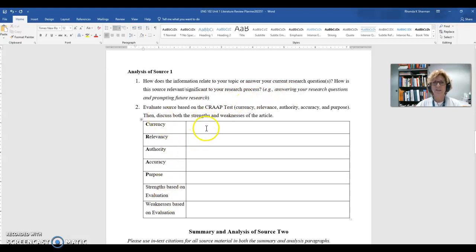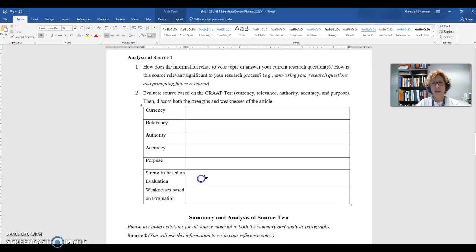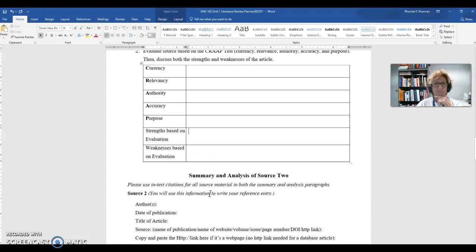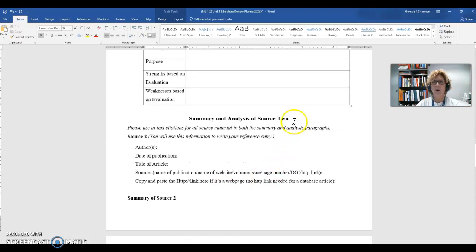And then in the chart, you're going to explain the currency of your article, how recent it is, the relevancy, how tied to your topic it is, the authority, where does it come from? Is this person knowledgeable or is this organization trustworthy? The accuracy of the information and how you would know that. And the purpose of the article. Is it to persuade? Is it to inform? That kind of thing. Then write down what you think the strength of this article is, as well as the weakness of the article. You're going to do the same thing for source 2.